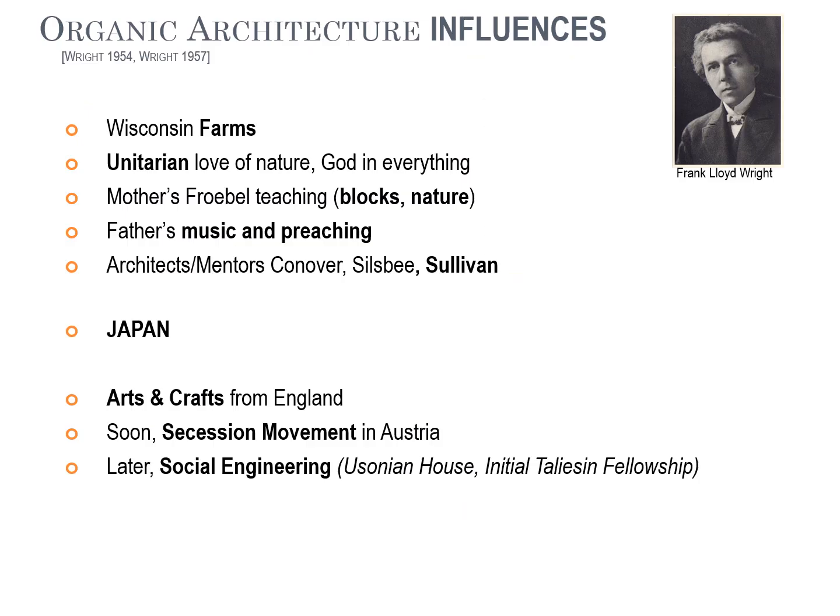Again, we summarize the influences on his organic architecture: the Wisconsin farms, the Unitarian love of nature, God and everything, his mother's block teaching, his father's music and preaching, his architect mentors, Conover and Silsby and Sullivan, Japanese things, and then soon we'll see Arts and Crafts from England and America, and also soon a Secession movement from Austria and graphic images, and then later social engineering with the Usonian House and the initial Taliesin Fellowship.